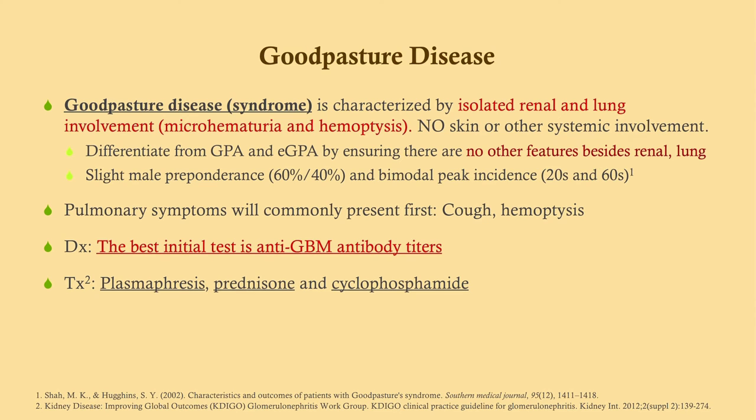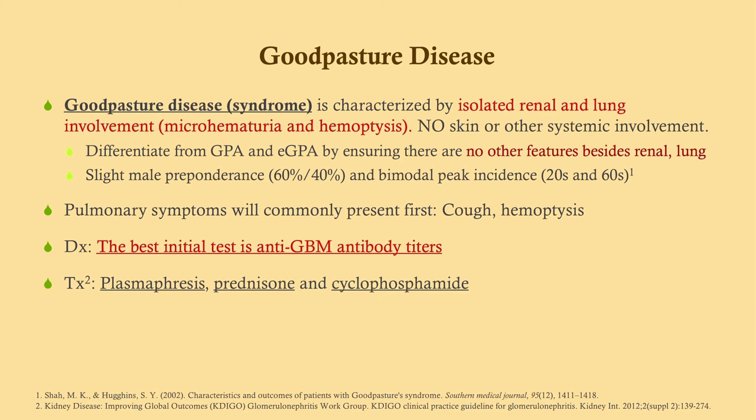Goodpasture disease is characterized by isolated renal and lung involvement. So these patients are only going to have renal and lung symptoms. They're not going to have any palpable purpura. They're not going to have constitutional signs. It's just going to be the glomerulonephritis, and maybe they're coughing up blood. Okay, so microhematuria and hemoptysis. You can differentiate this from GPA and EGPA in that there are no other features besides renal and lung.